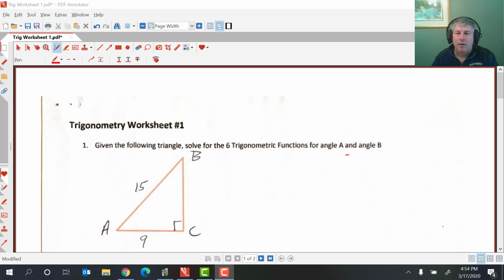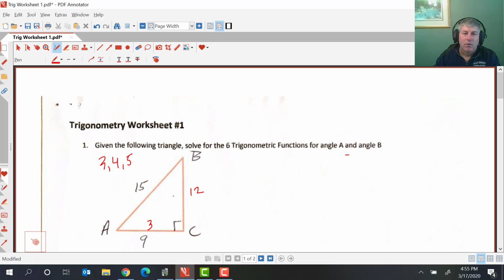Welcome back. Let's take a moment to review Trigonometry Worksheet 1. In our first triangle here, we're going to solve for the 6 trigonometric functions for angles A and B. Many of you found that this was a 9, 12, 15 or a 3, 4, 5 right triangle.